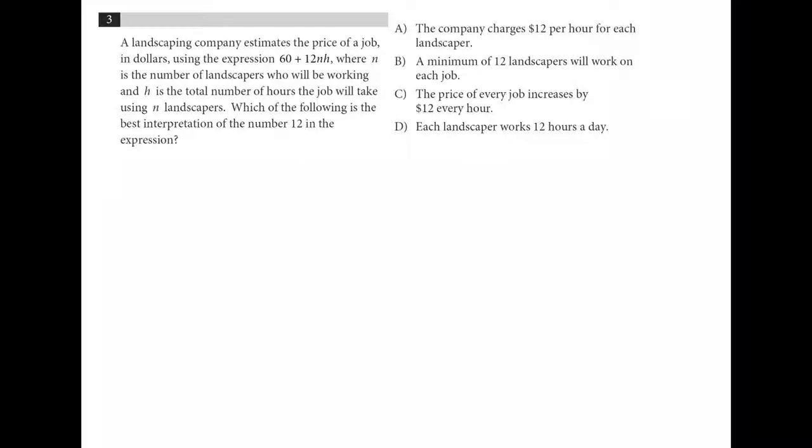Number 3. A landscaping company estimates the price of a job in dollars using the expression 60 plus 12NH, where N is the number of landscapers who will be working, and H is the total number of hours the job will take using N landscapers. Which of the following is the best interpretation of the number 12 in the expression? For those of you more experienced with linear growth, you may notice that in the equation 12 is multiplied both by N and by H. So A jumps out as an answer because $12 is multiplied per hour and per landscaper.